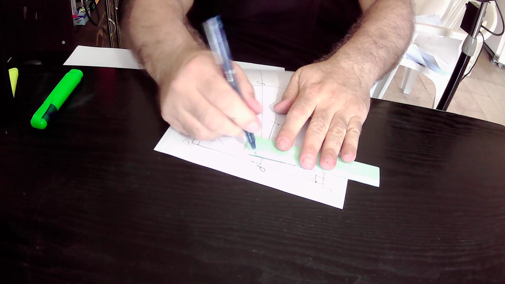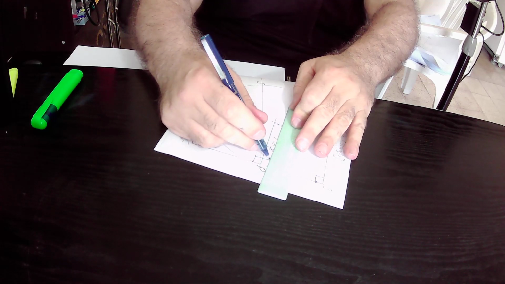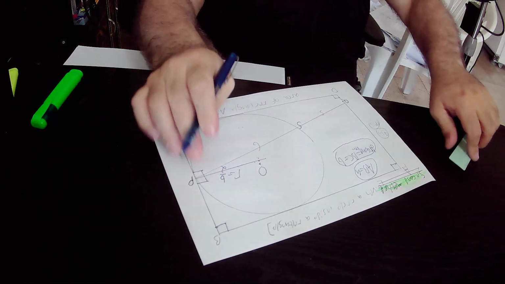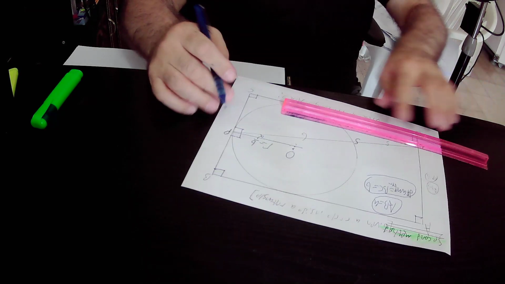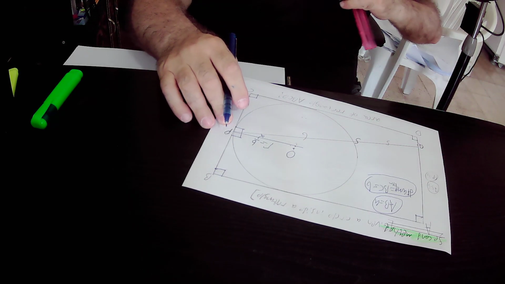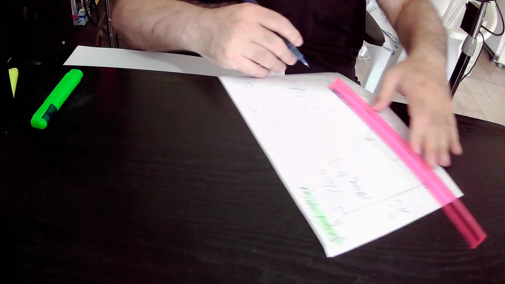According to rule number 1, this angle equals 90 degrees, and this angle also equals 90 degrees. We'll extend the radius PO until it intersects with side AD of rectangle ABCD.